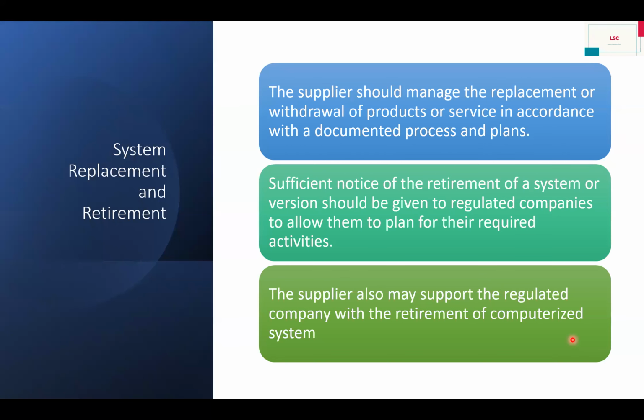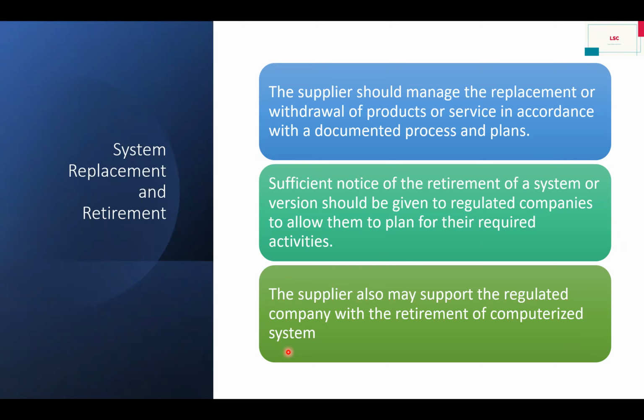Now, system replacement and return. The supplier should manage the replacement or withdrawal of the product or service in accordance with the documented process and plan. Sufficient notice of the retirement of the system or version should be given to regulated companies to allow them to plan for their required activity. The supplier also may support the regulated company with the retirement of the computerized system.